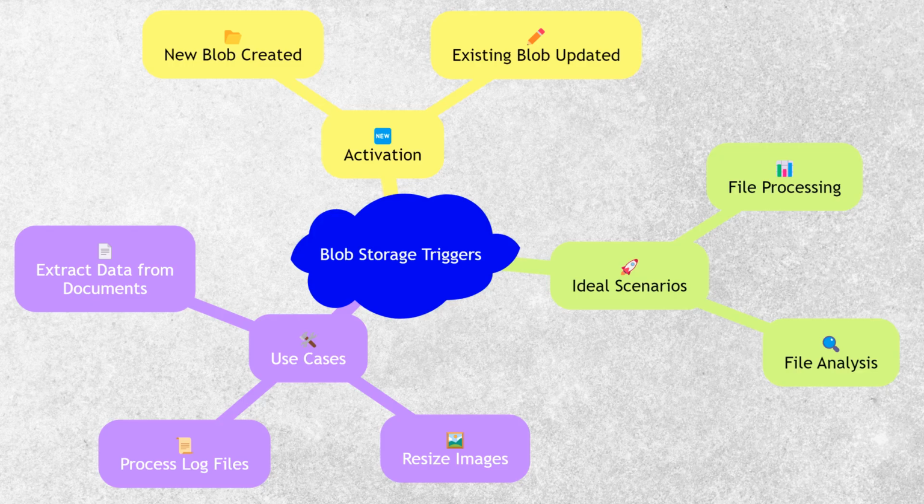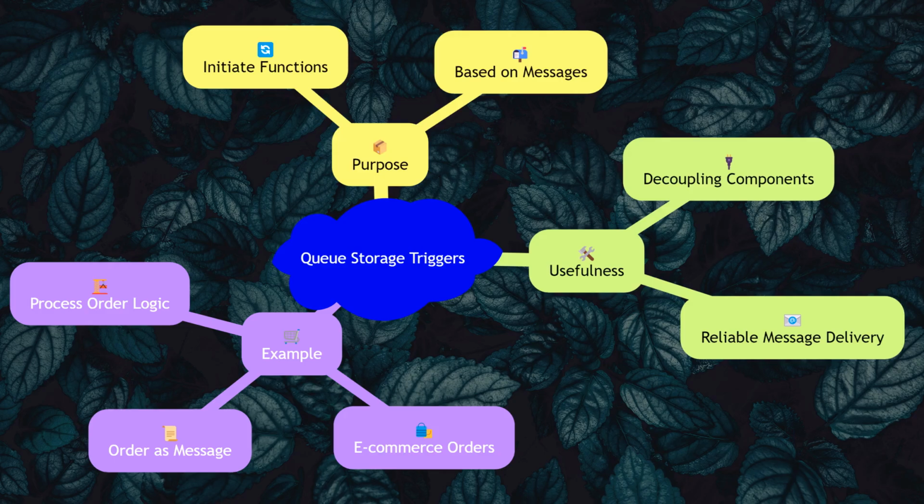Blob storage triggers are activated when a new blob is created or an existing blob is updated in an Azure storage account. This type of trigger is ideal for scenarios where you need to process or analyze files as they are uploaded. For instance, you could use a blob storage trigger to automatically resize images, process log files, or extract data from uploaded documents.